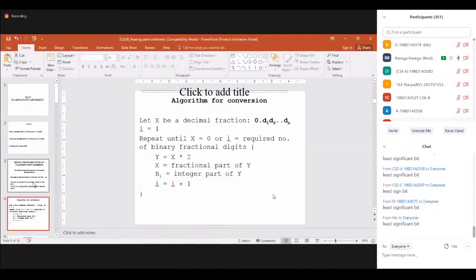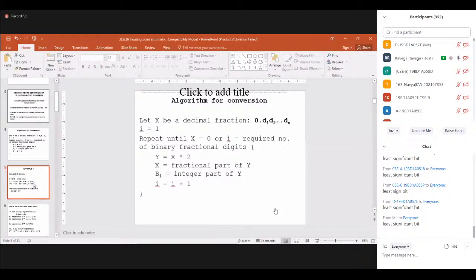In the algorithm, I am taking the decimal fraction as 0.d1, d2, and so on to dn. I am taking a loop starting with 1 and repeating the loop. After that, I am multiplying the particular decimal value with 2 because I have to convert it to binary. I am taking x as the fractional part and b as the binary part. And I have to increment the loop, so I equals I plus 1.